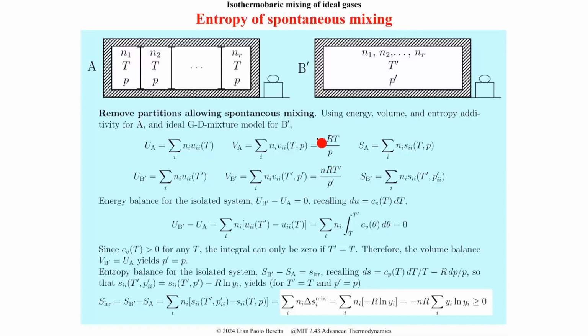If I look at this relation here, it says that if I put them equal, T over P is equal to T prime over P prime. So that means that if we just prove that T prime is equal to T, so the final temperature is equal to the initial, the volume balance implies that also the final pressure is equal to the initial. So spontaneous mixing with these conditions is isothermobaric.